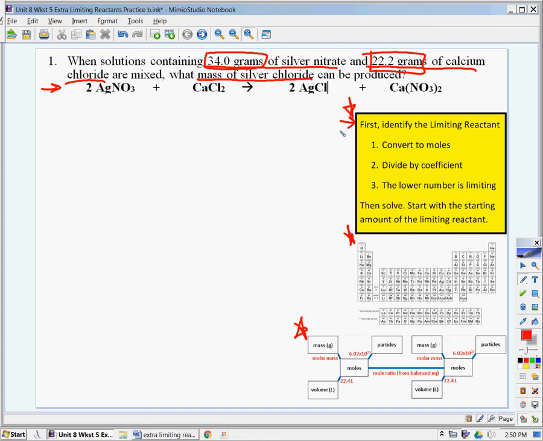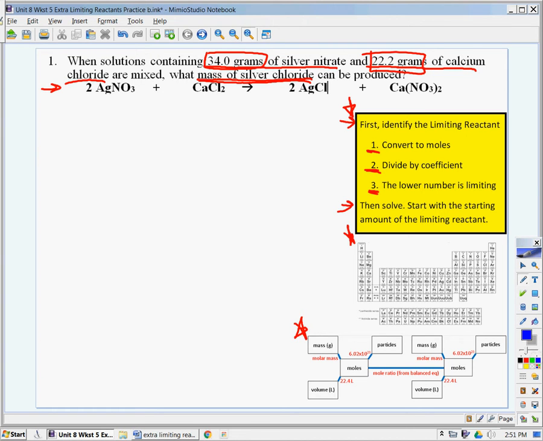Well, first we have to identify the limiting reactant. So we're going to have to convert to moles. We're going to have to divide by the coefficient, and then we know which is the lower number. We can't just automatically go with the lower number because it's not in moles, and we really need to know what the size of the material is. All right, doing all those steps only tells us what's limiting. We actually have to solve the problem after that. So one more time, we're going to find out the limiting reactant, then we're going to solve the problem and figure out the mass of the silver chloride.